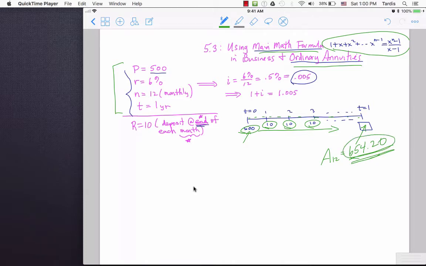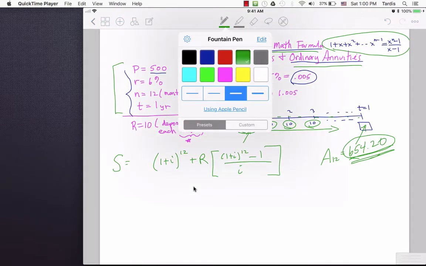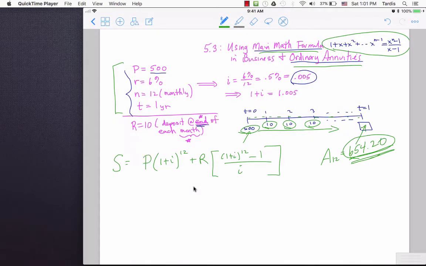$654.20 because we used the formula S is equal to the initial amount invested, P, times (1 plus i) to the 12th power, plus the payment times ((1 plus i) to the 12th power minus 1) over i, where P was the initial amount invested. And when you plugged in all the values, this gave you $654.